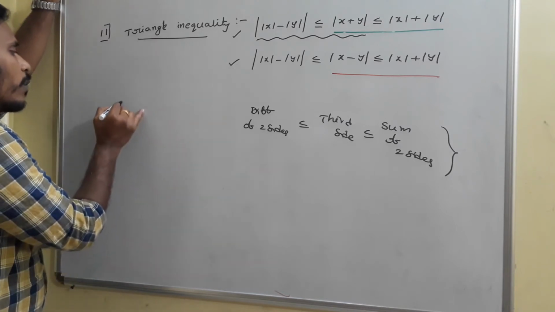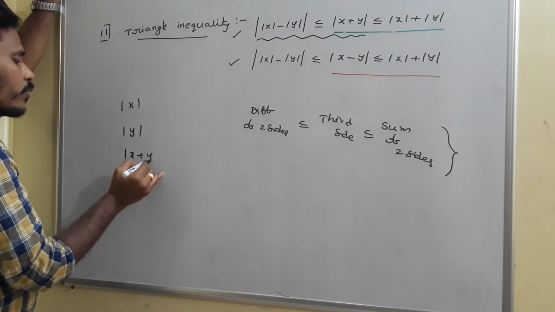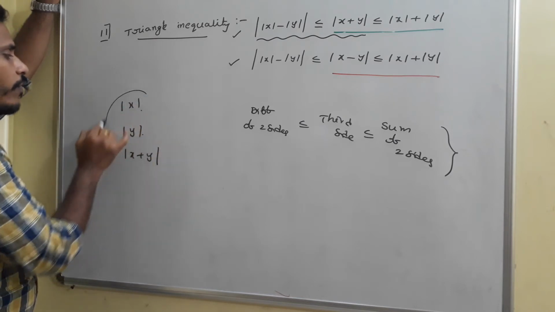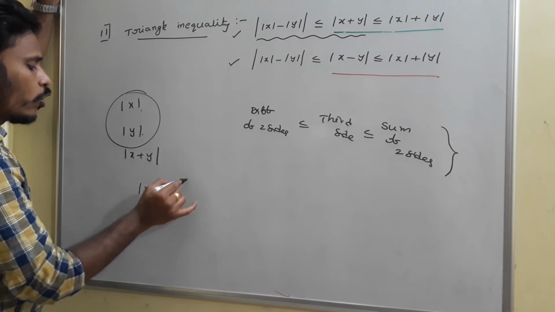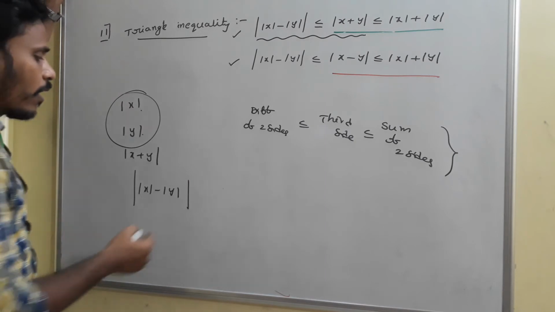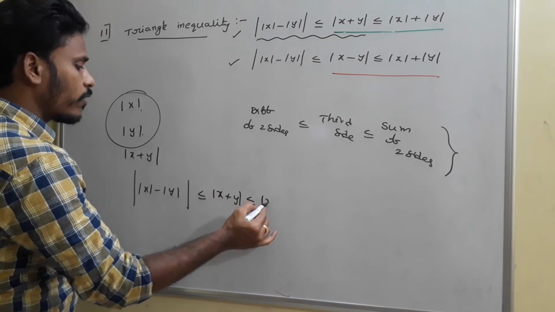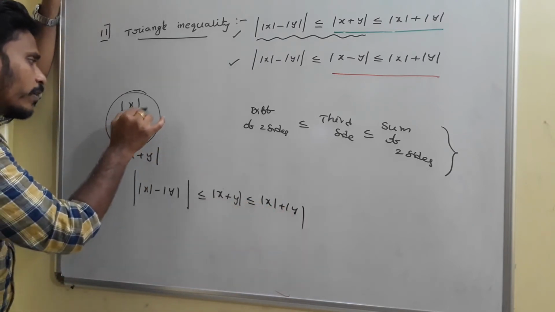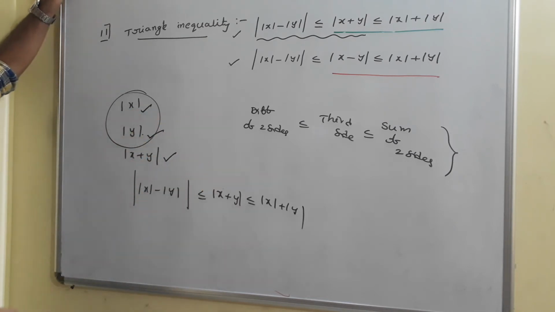See, suppose you think about the situation: mod x, mod y, and modulus of x plus y. If you treat these three as the three sides of a triangle, then the difference of two sides, difference meaning larger minus smaller, since we don't know larger and smaller, just take it as the difference of two sides as this, which is less than or equal to the third side mod x plus y, which is less than or equal to the sum of two sides, mod x plus mod y. So if you take a triangle having mod x, mod y, and mod x plus y as sides, then you will get this triangle inequality.